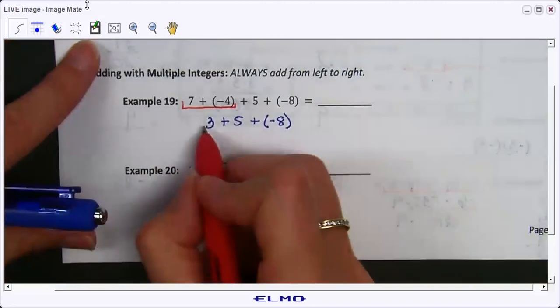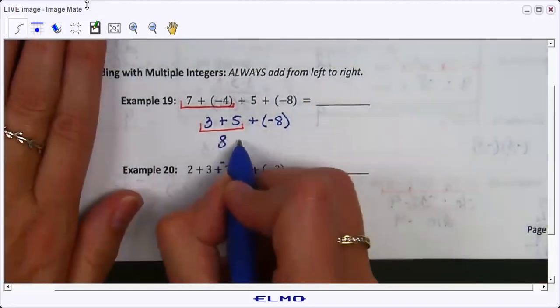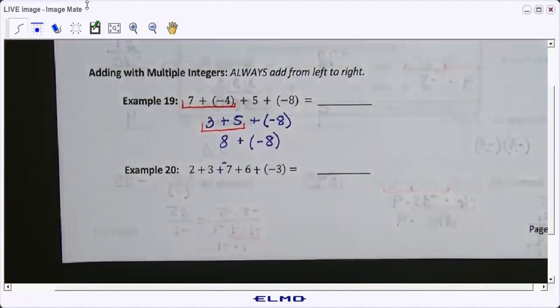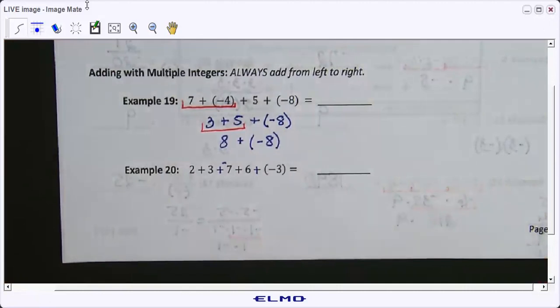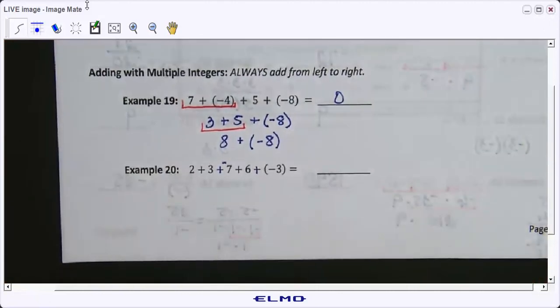Now I'm gonna add 3 and 5. 3 plus 5 is 8, and then I rewrite what I haven't done yet. And in this case, I have 3 plus a negative 8. When my signs are different, I subtract, and I get 0. Well, 0 is neither positive or negative, so my answer is just 0. Okay? Questions on that?